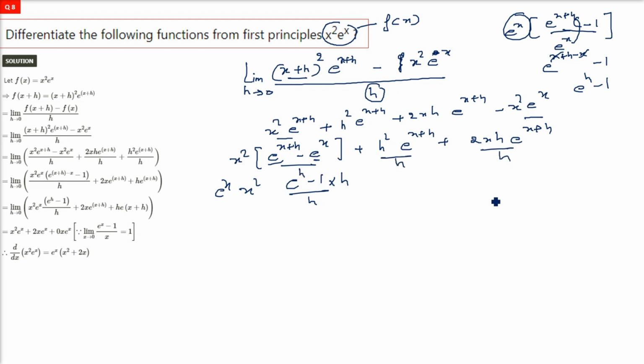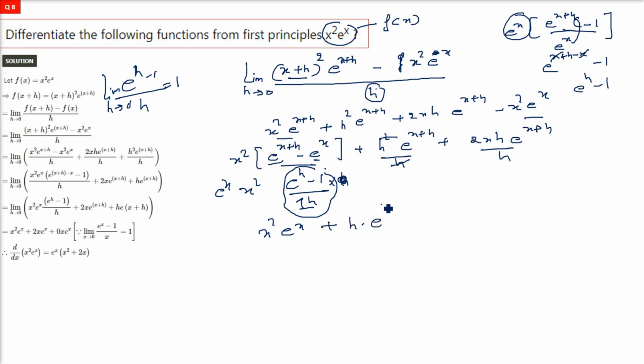But because we have an h in the denominator already, (e raised h minus 1) by h is already there, so we don't have to multiply by h, and limit h tends to 0 is going to be applied. This whole term in the boundary is going to be 1. So what is remaining is x square into e to the power x for the first term. Second term, h just cancels out, h into e to the power x plus h. And the third term, h and h you can cancel, 2x into e raised x plus h.